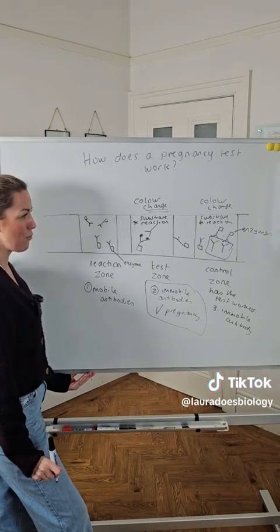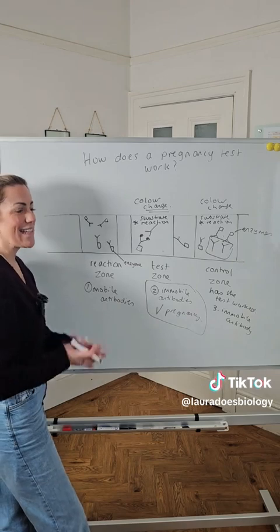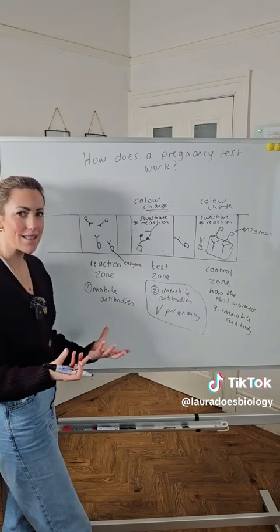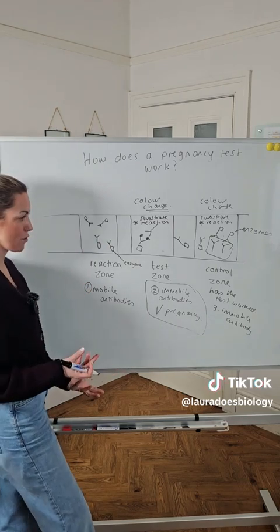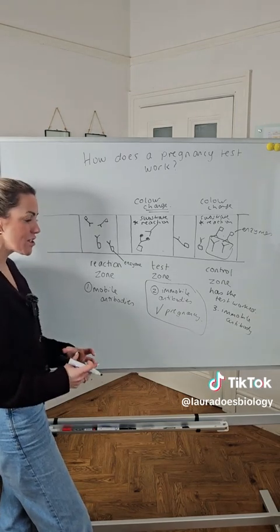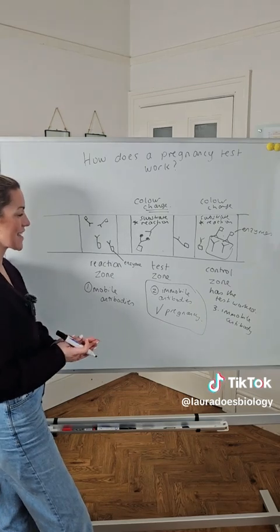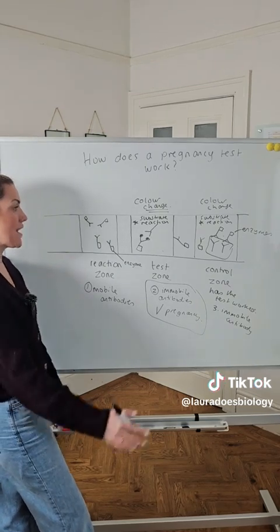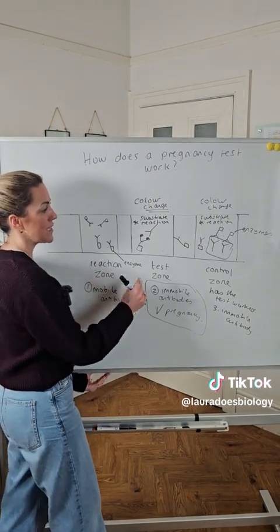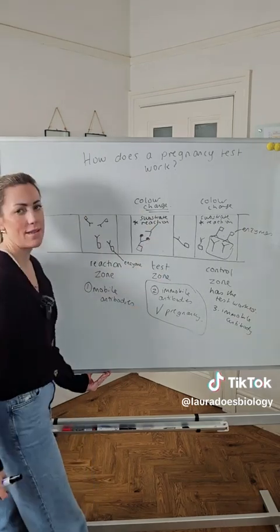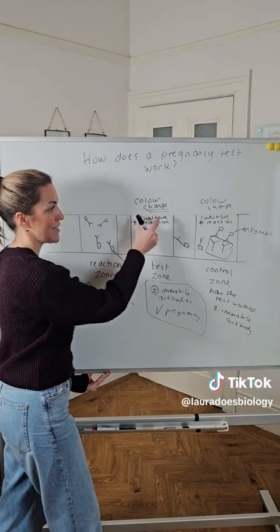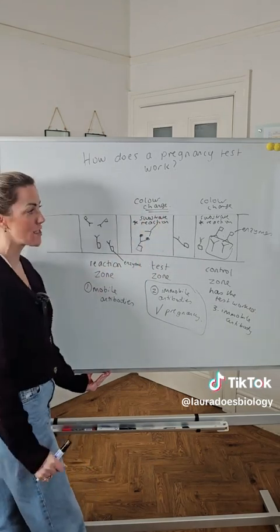I hope I've explained that well enough. Again, it's really just about understanding antibodies and how they bind to proteins. In this case, it's a growth hormone. But if that hormone is present, just to reiterate, I feel like I need to say it again, if that hormone is present, it will bind to the mobile antibodies here, which means those antibodies will bind to the antibodies in the test zone. So you will get enzyme and substrate together and you will get a colour change in the test zone.